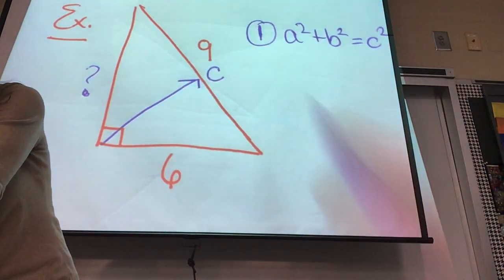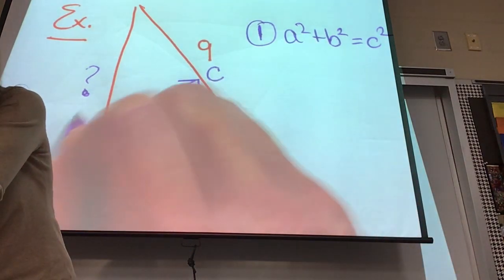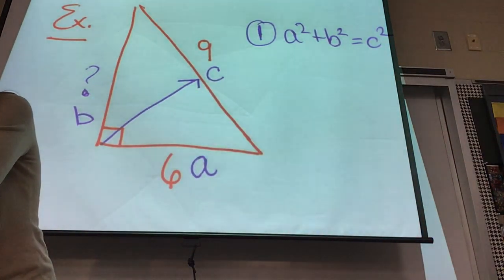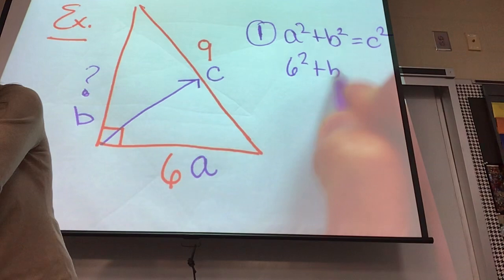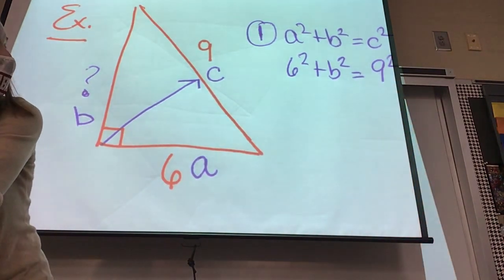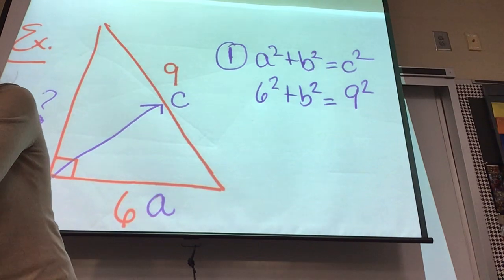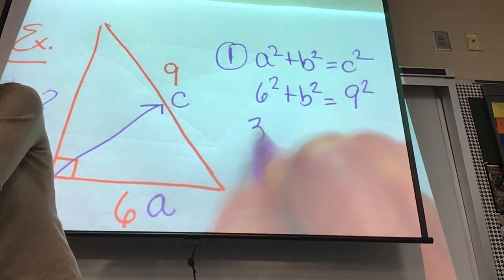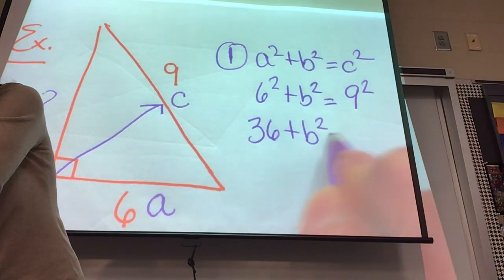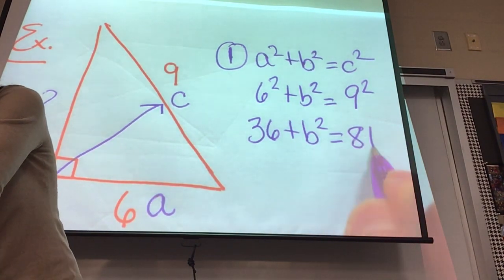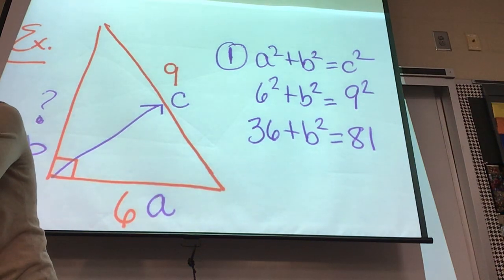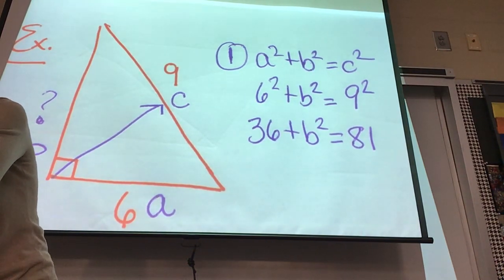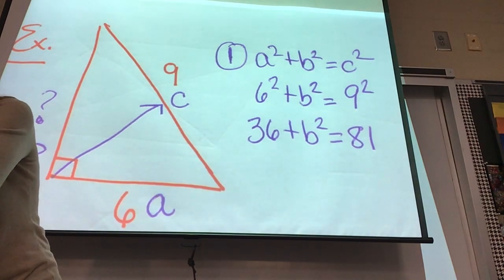Okay, so I'm going to say 6 is a, my question mark, the side I don't know, is going to be b, and then of course my 9 is c. So that means it would be 6 squared plus b squared equals 9 squared. So 6 squared is 36 plus b squared equals 81. All I did was plug my sides in and square each one, because 6 times 6 is 36, 9 times 9 is 81. So now, what do I have to do to solve this?